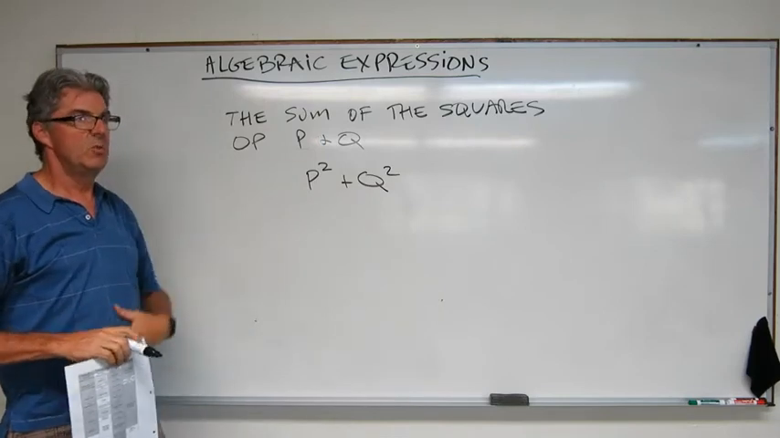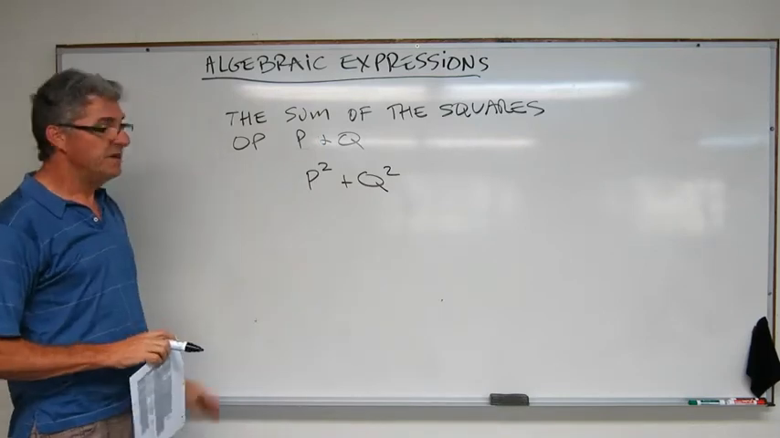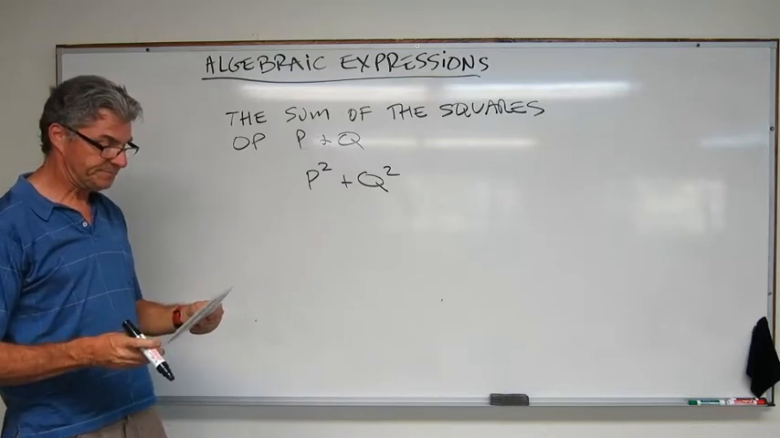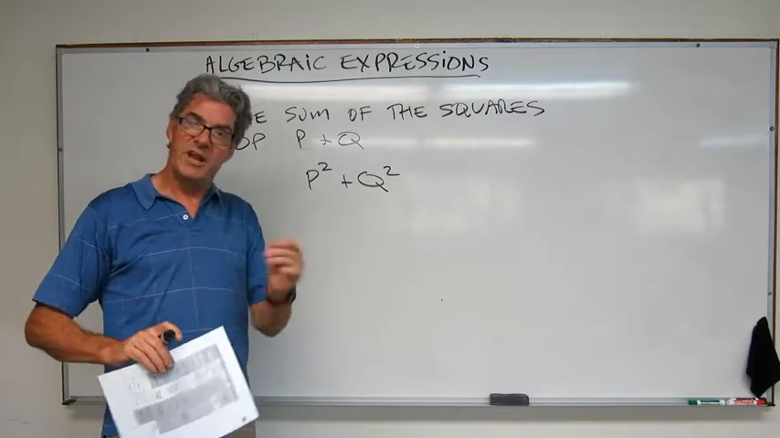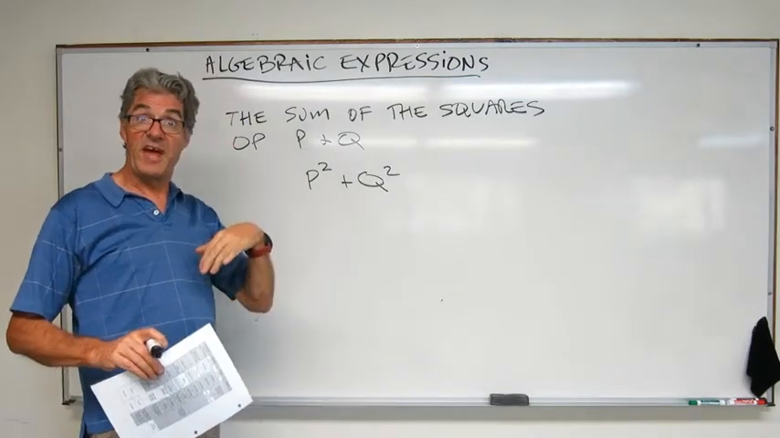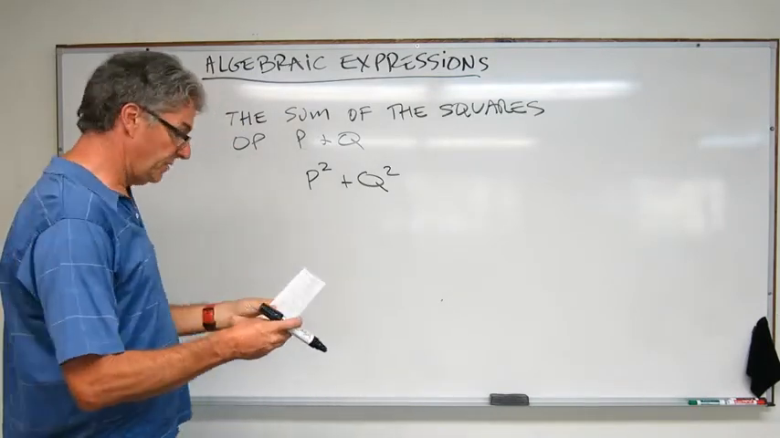The last one was the square of the sum. So you've got to pay attention to the words because they can be kind of tricky. Okay, so now we're going to go the other way. I'm going to write something like this, and you need to convert that to words. So let's try this one.